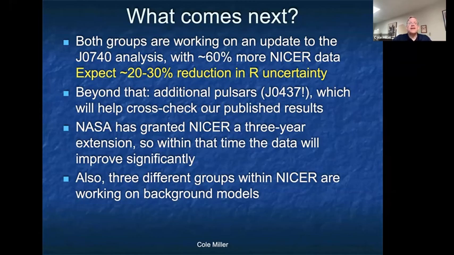In addition, as Serena also mentioned, there are other pulsars. One of the most anticipated ones is J0437, because it is the brightest X-ray emitting pulsar of this class, the non-accreting class. It also has a known mass of about 1.4 solar masses. This will therefore help cross-check our published results. Are we getting similar masses? Are we getting different masses? Well, I'll leave you in suspense, and you'll have to read the papers when they come out.